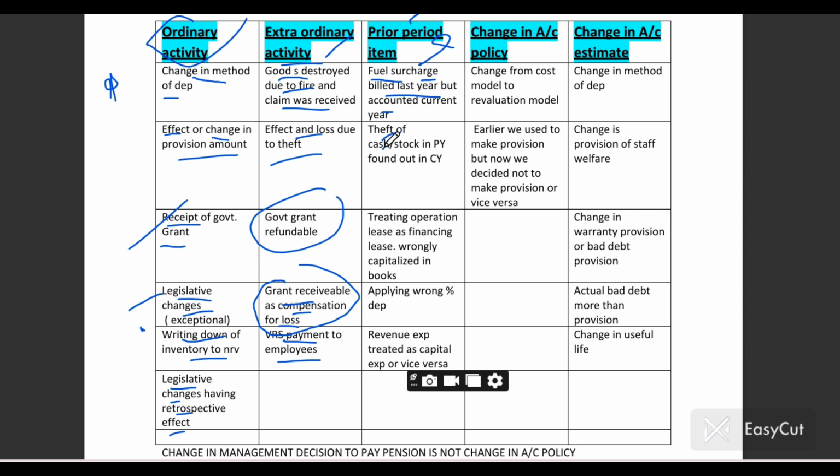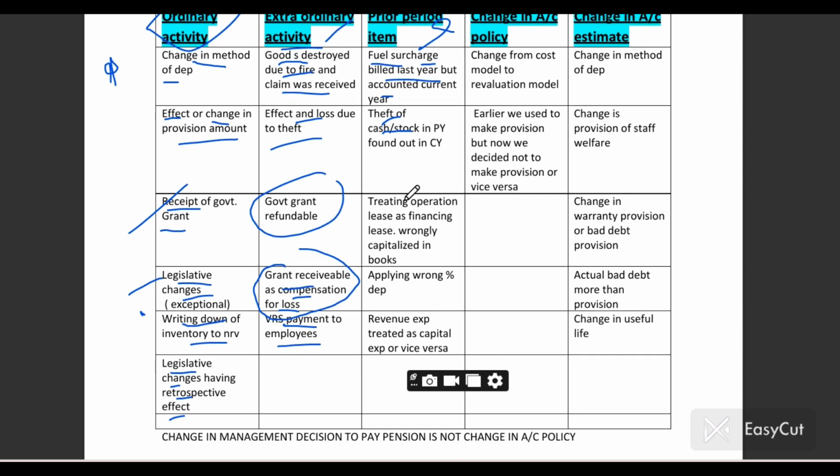Theft of cash or stock in a previous year, for example, on 19 February our stock was stolen. And in April we got to know that our stock was stolen by a thief or whoever. So it is a prior period item, because we have to check at that time, but we are getting it in our current year. So this will be a prior period item.